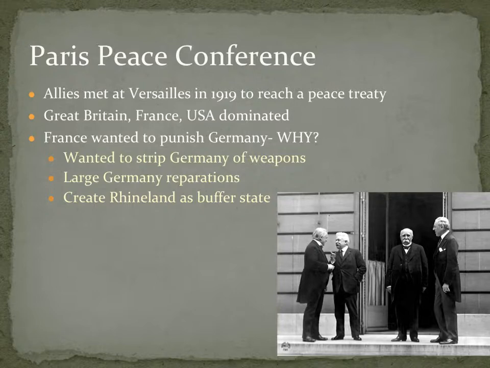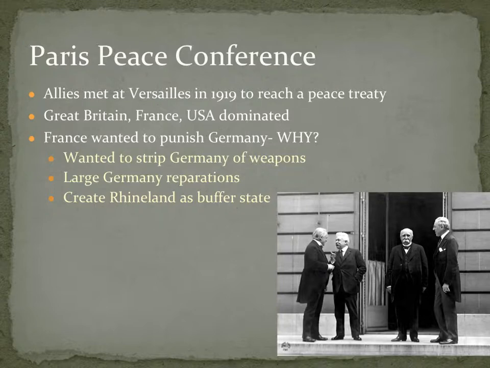So one of the major things to think about is that most of the trench warfare took place in France. And so France was especially devastated by this war because so much of the fighting took place on French territory. The French wanted to strip Germany of their weapons. They wanted Germany to pay large reparations, which is payment for all the damages that the war had caused. And they wanted to create the Rhineland as a buffer state.